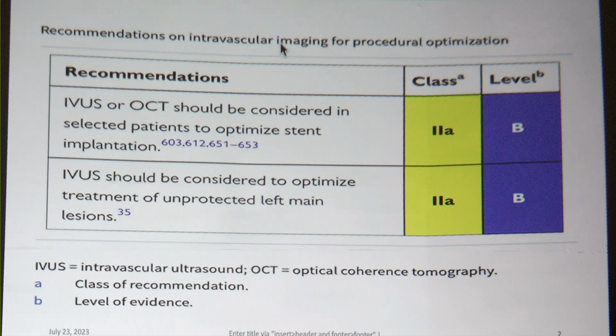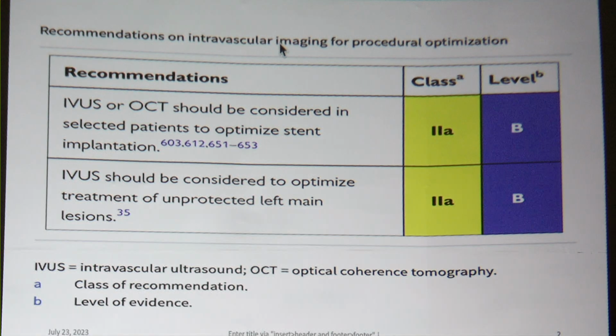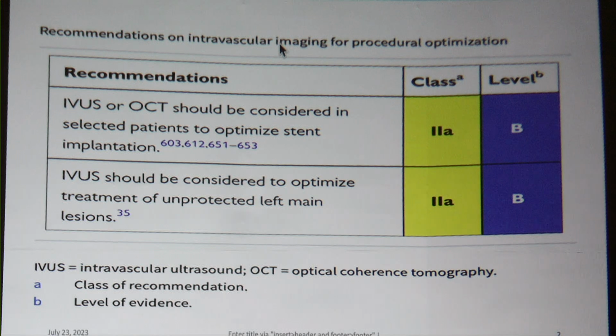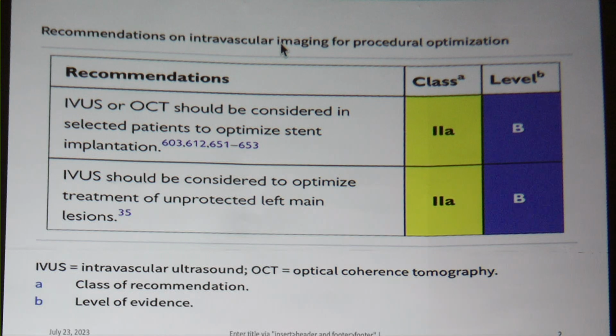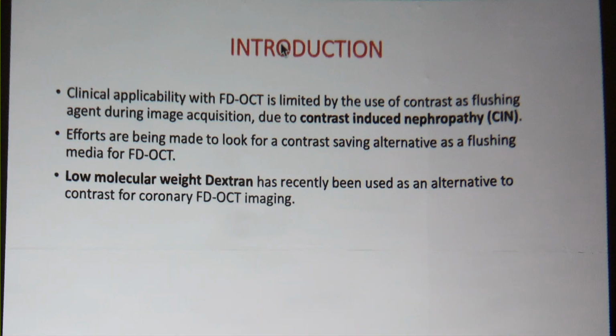As we all know, right now OCT and IVUS have a class 2A recommendation for selected cases. And I strongly believe that in a year or so, imaging will be a class 1 indication for selected cases. Whenever we think about OCT, one thing that comes to our mind is the extra amount of contrast that is required for flushing the artery for image acquisition. So these days efforts are being made to look for contrast sparing media so that we can flush the artery without contrast and still get good images.